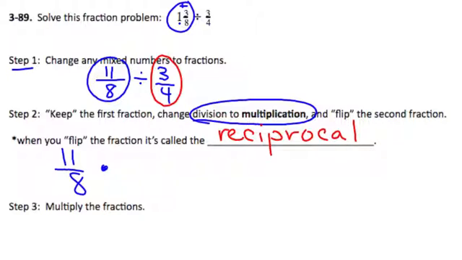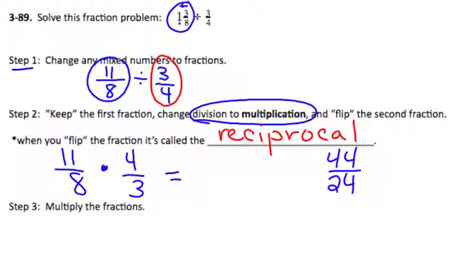So we want the reciprocal of 3/4. In order to do that, we're going to make 4 the numerator and 3 the denominator. And now you just multiply the fractions. So from the last lesson, you might recall that yes, I can do 11 times 4 and 8 times 3. That will give me 44/24.